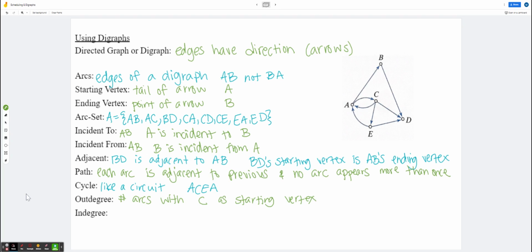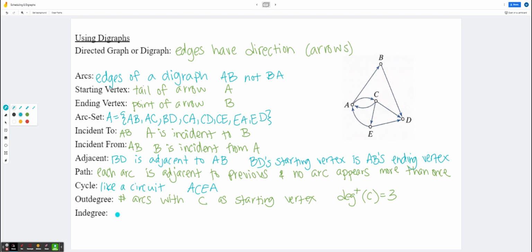So I'm going to look here specifically at vertex C. Looking at vertex C, how many arcs are leaving C? There are 3. We have CA, CE, and CD. So we're going to use the notation degree with a little plus as an exponent of C equals 3.